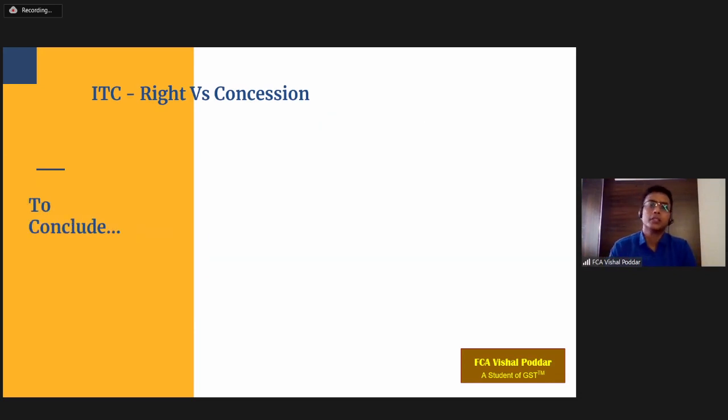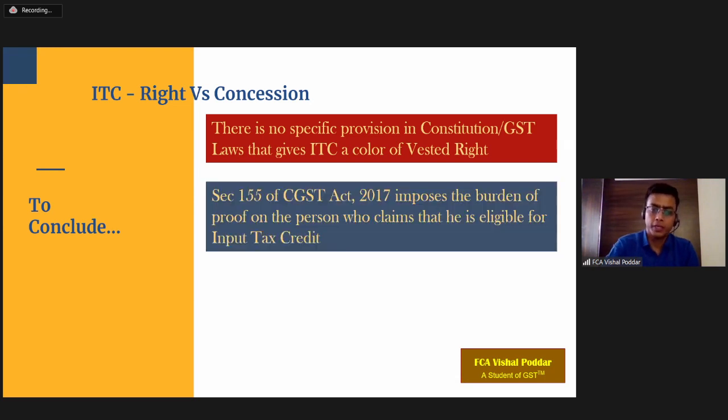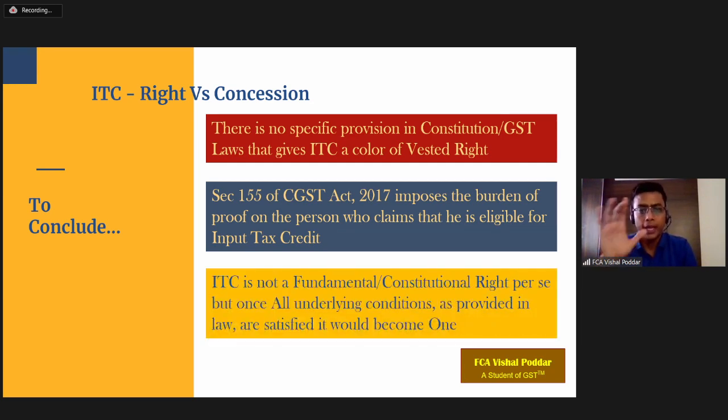Now, from all these pre and post GST judicial pronouncements, what analogy can we draw about ITC, whether it is a right or a concession? First, as on today, there is no specific provision either under the Constitution or under the GST law which gives you a 100% right over ITC. That is, it is not giving ITC the color of a constitutional or a vested right. Further, Section 155 of the CGST and SGST Acts imposes the burden of proof on the buyer. Whoever wants to claim that he is eligible for ITC, it is upon him to prove the eligibility. Hence, we can conclude that.